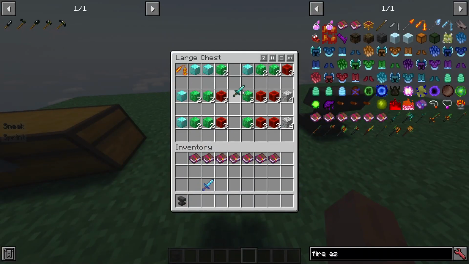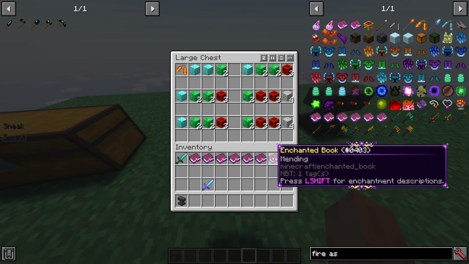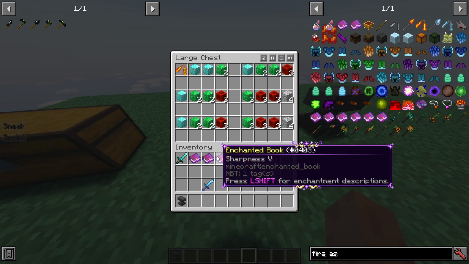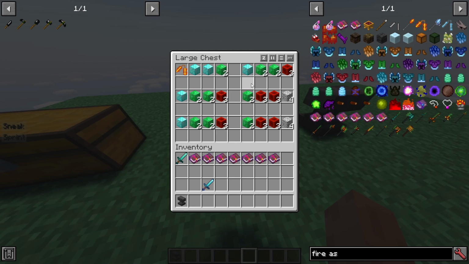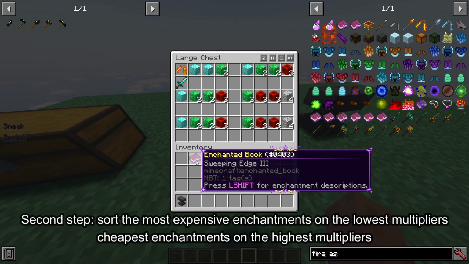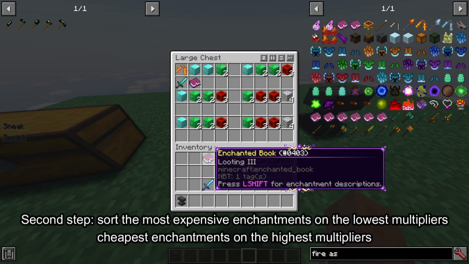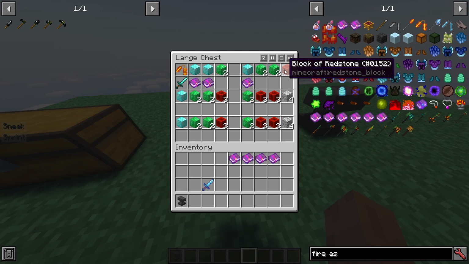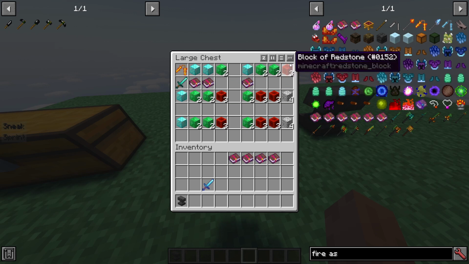And of course we could put that on in this order, and it wouldn't be that bad. We would pay Sharpness twice, which we don't have to. If we put Sharpness here, we only have to pay it once. So what we do is we take our most expensive enchantments and put them on the 1 slots. Of course we only go to here because we know how many slots we have to fill.